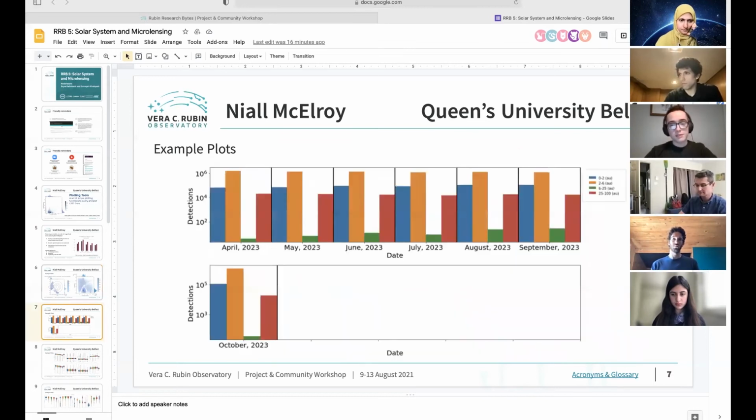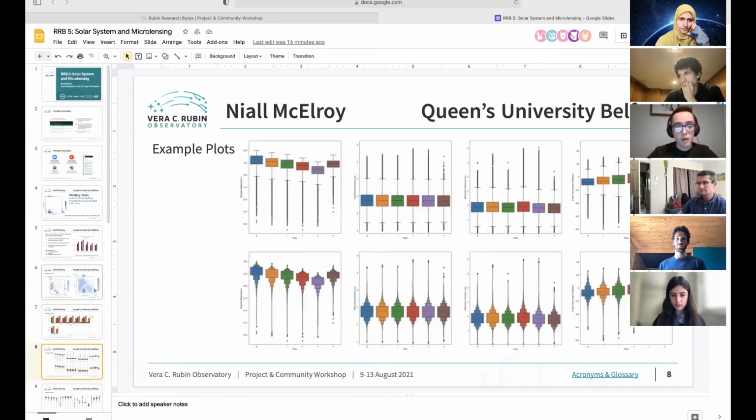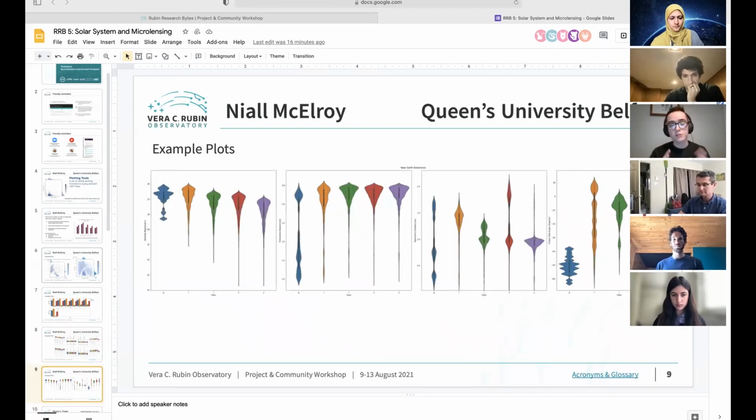Next slide, please. This example plot has user set distance ranges and allows you to probe detections, how they vary from month to month for different heliocentric distances. Next slide, please. On this slide, you have your box plots, which show different quartiles of data. And on the next slide, please, you can also see your violin plots, which give you better insight into the distribution at a certain point.